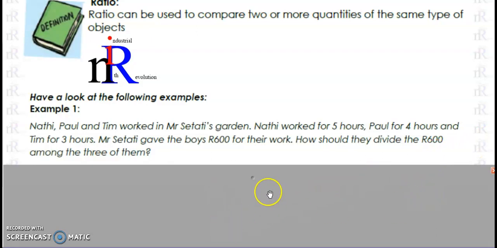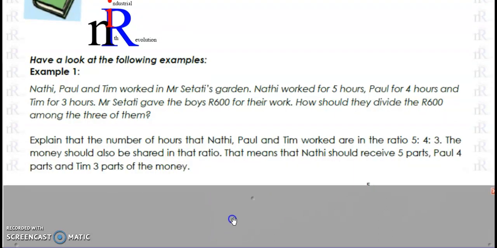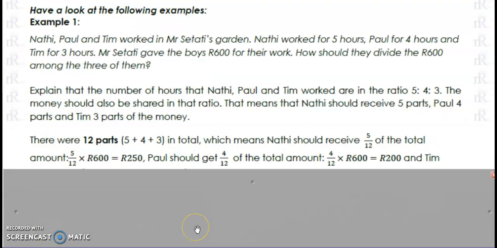So, let's look at the information that we have now. We look at this information, 5 parts of 12 of 600 rand. So, Nati will get 250 rand. 4 parts of 12 of the 600 rand, Paul will get 200.